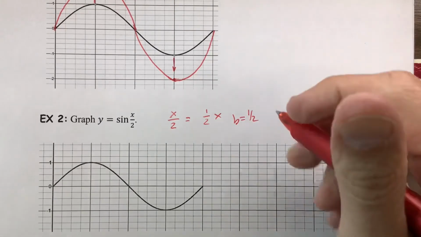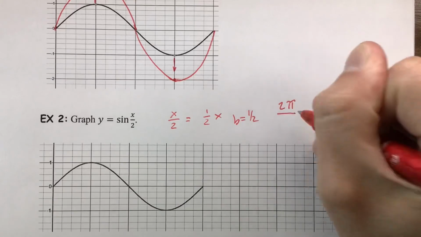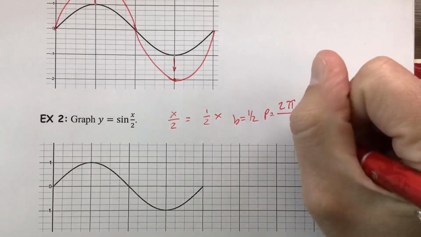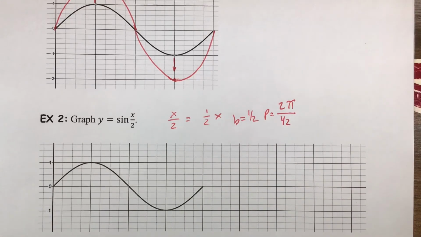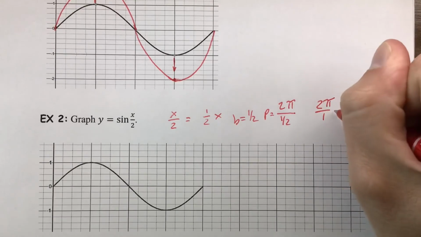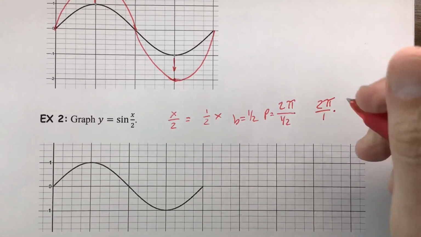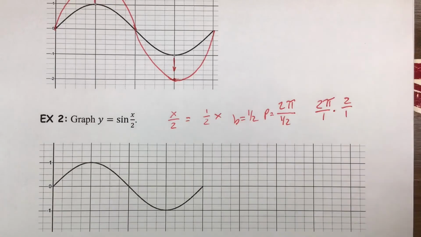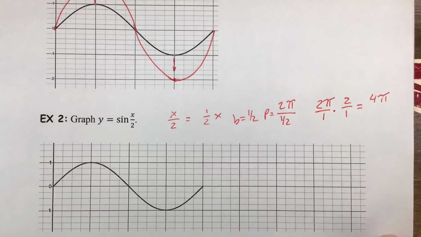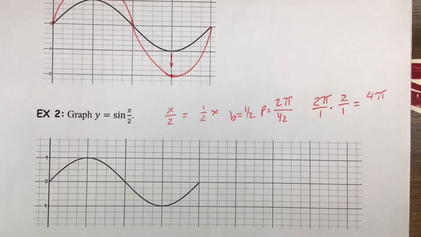Now, to figure out what our new period is, we're going to take 2 pi, let's say P equals, we're going to take 2 pi and we're going to divide it by 1/2. So now we've got to think about how do we divide by fractions. There's a general rule that I refer to as keep change flip. You can do 2 pi over 1, multiply that by the reciprocal of the denominator, which is 2 over 1. So the ones don't matter. We get 4 pi. So the period of this graph is now going to be 4 pi. It's actually going to be stretched out.